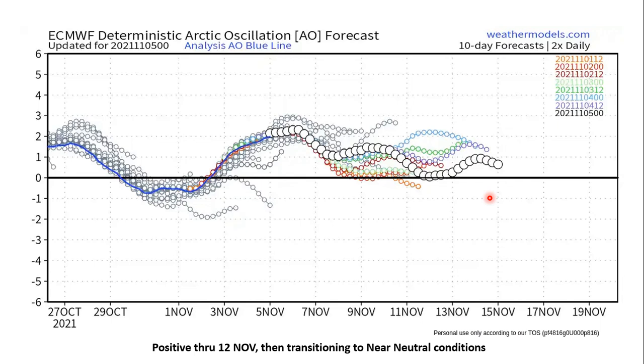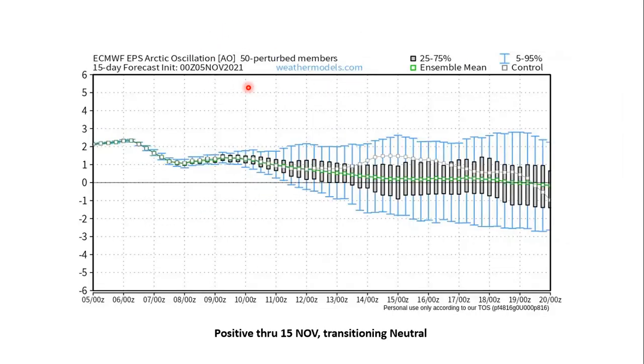So let's take a look at the European deterministic AO forecast. Generally showing today, on the 5th of November, a slightly positive tendency. It will decrease in value, remaining slightly positive right on through the 12th of November. And then it looks like it's going to transition into near neutral conditions. European EPS AO, 50 perturbed members, out through the 20th of November.